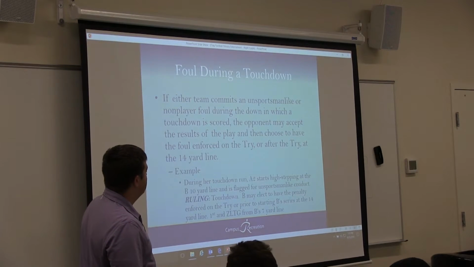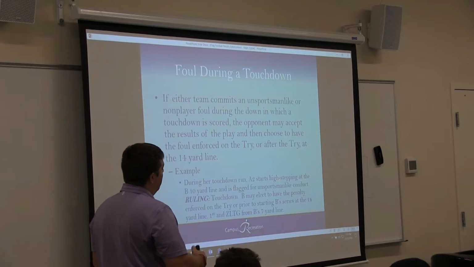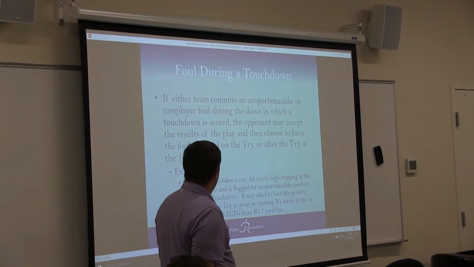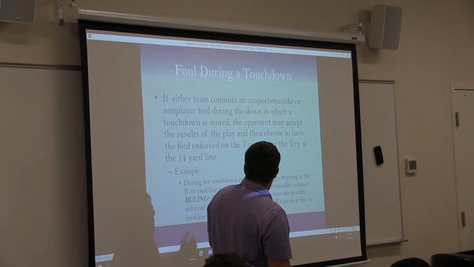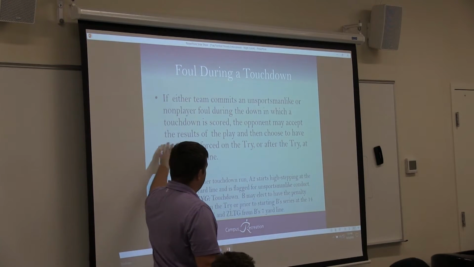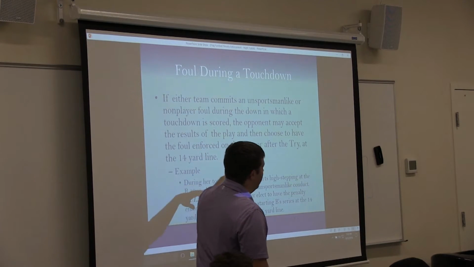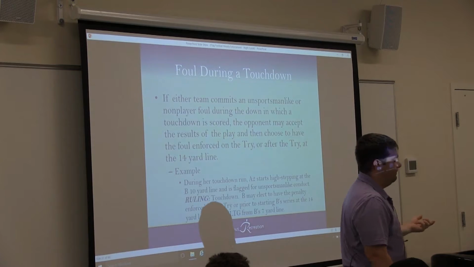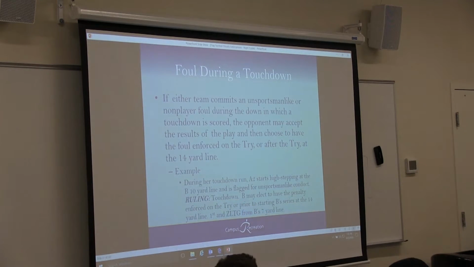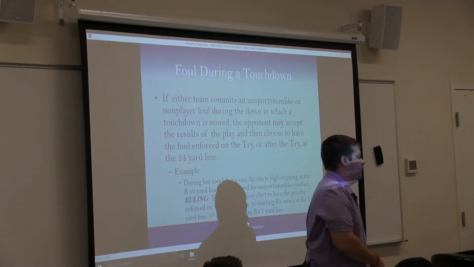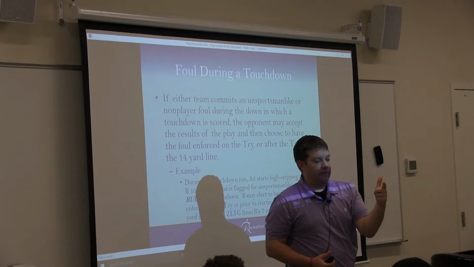If either team commits an unsportsmanlike conduct or a non-player foul, so the personal foul, during a score, the opponent may accept the result of the play, and then choose to have the foul enforced on the try or the succeeding spot. So, where this comes into play: I score a touchdown, I spike the ball. You throw the unsportsmanlike because you're all good officials, so you call it on them. So, we had a score, we had an unsportsmanlike.